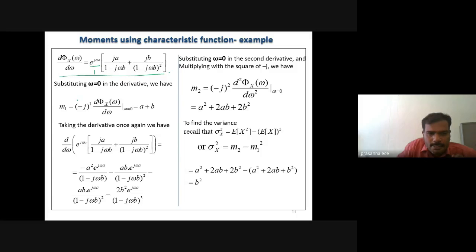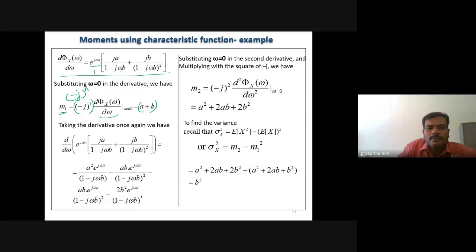Why does this minus j come? That is the term present in the formula: minus j power n. Since this is m1, we are taking minus j power 1 into this entire thing at omega equal to 0. So our expression reduces to a plus b, just a plus b.